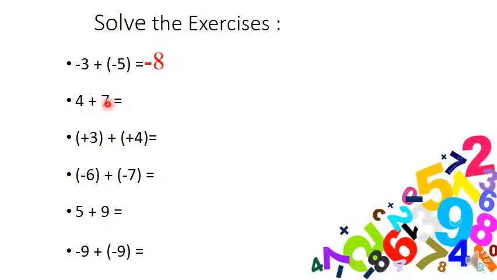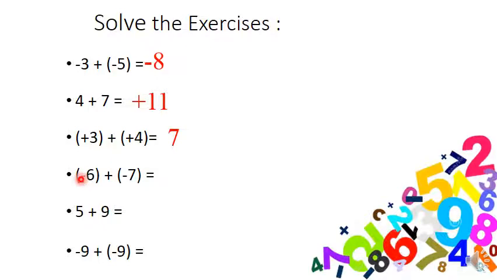4 plus 7, same sign, which is positive. 4 plus 7 is 11, so the answer is positive 11, or we can write it as plus 11 or without plus. Plus 3 plus 4, same sign. We add and keep the same sign, which is plus, so the answer is plus 7.